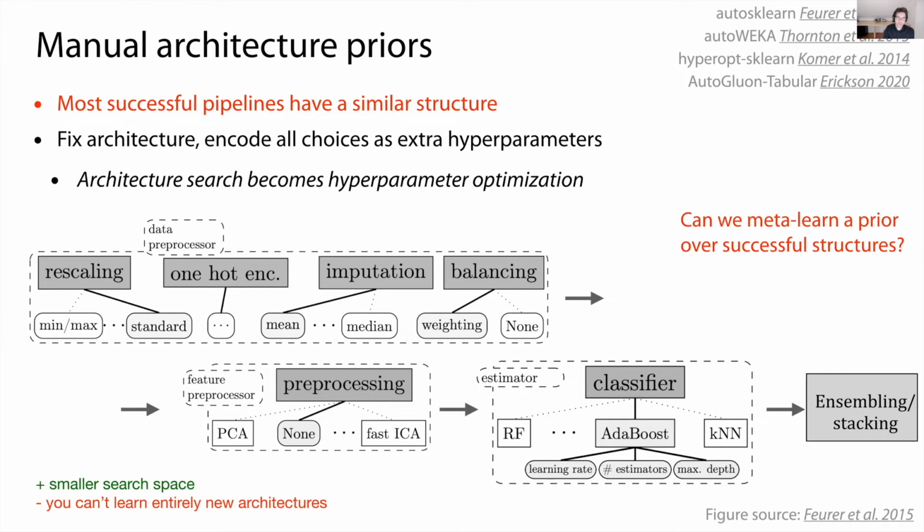Now, a question that you may ask: maybe we don't need to fix this architecture. Maybe we can learn this from experience. And I think that's totally true. I just haven't seen any work yet that really tries to learn the optimal structure of pipelines from lots of data.